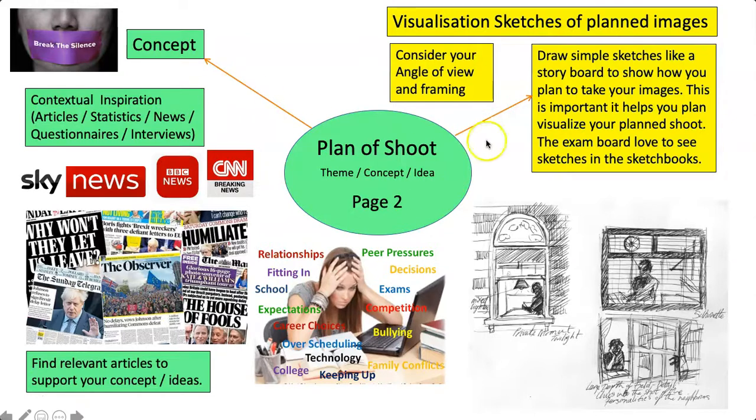And another key thing is visualizing your plan of shoot. So just create some little thumbnail sketches, very much like a director would do as a storyboard. So once you've got those in mind, then you can start to visualize your new shoot. And the more sketches in your sketchbook as well, I think it just really helps to communicate your ideas.